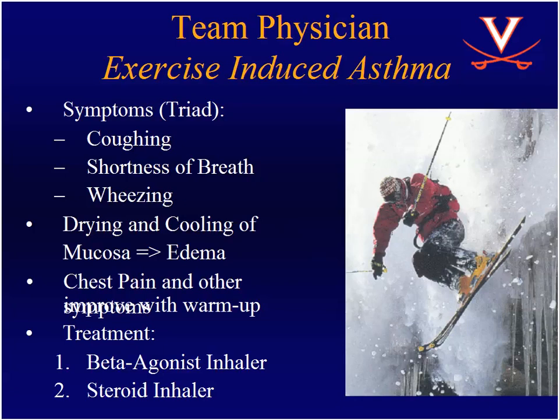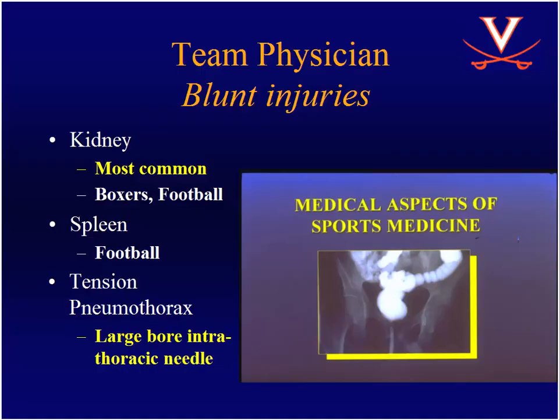What about asthma? Well, asthma has coughing, shortness of breath, and wheezing from drying and cooling of the mucosa. That's why it's worse in winter sports. And you're treated with beta agonist or steroid inhalers. Blunt injury, the most common organ involved is the kidney because you've got two of them. Spleen is second, and it's often implicated in football. The classic test question about you going out to the field and somebody's having extreme difficulty breathing, then you pull out your handy intrathoracic needle and stick it in, and you relieve a tension pneumothorax.